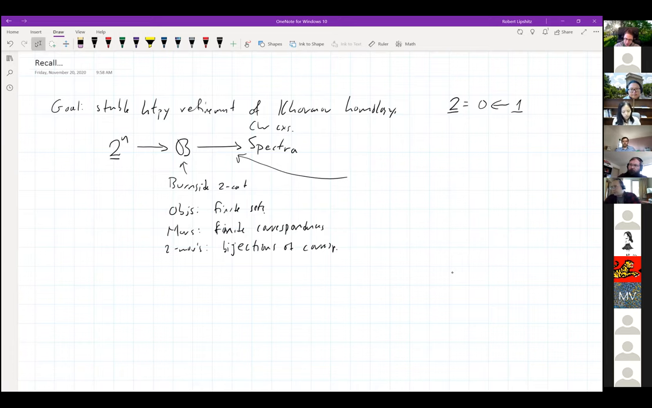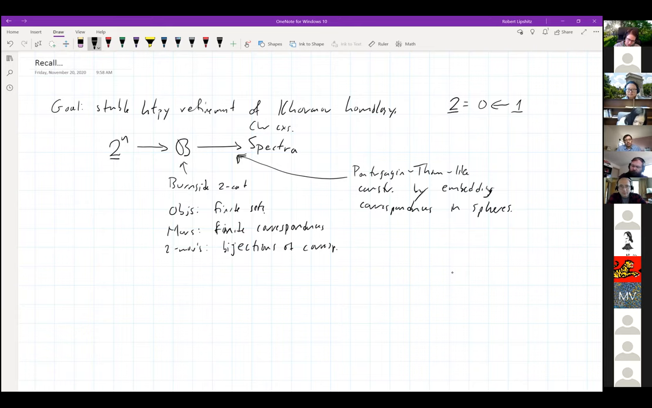One that's going to come up, so I gave first a sketchy explanation in terms of the fact that product and coproduct are the same in spectra, and then we gave a more down-to-earth explanation by a Pontryagin-Thom-like construction, so that's going to come up again later. So maybe I'll just remind you that we had a Pontryagin-Thom-like construction by, basically, embedding the correspondences in spheres and then doing a Pontryagin-Thom collapse map. So the second arrow, I claim we've understood. And the first arrow is what we're going to do next.